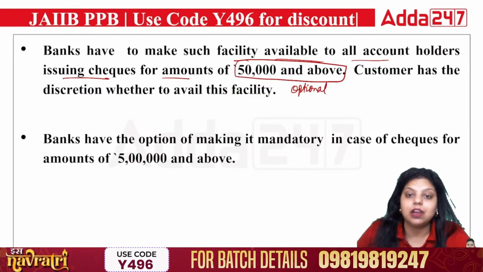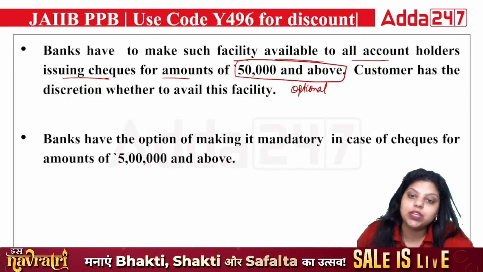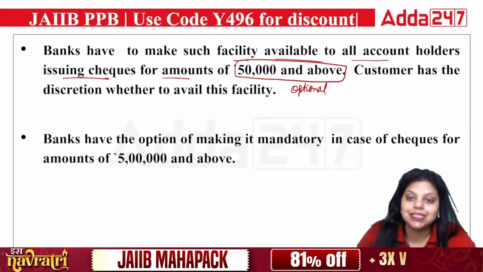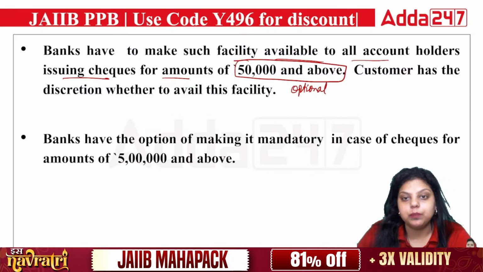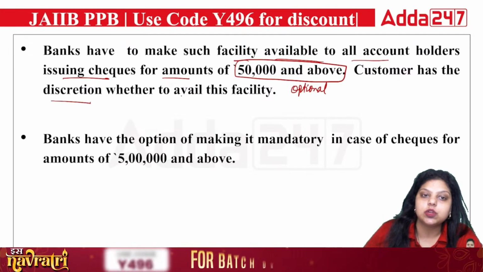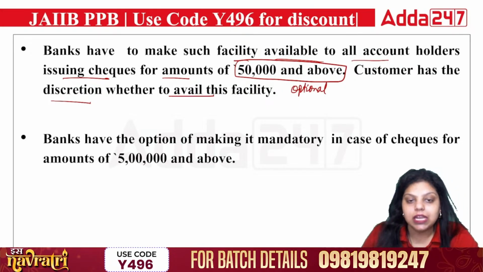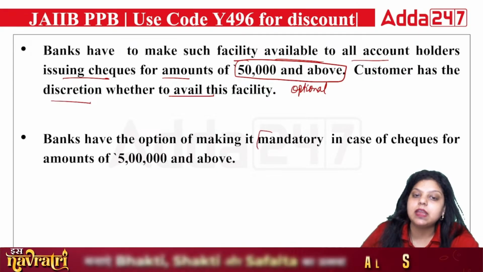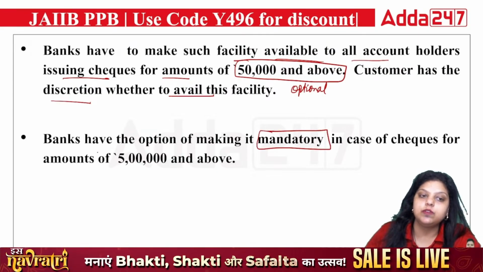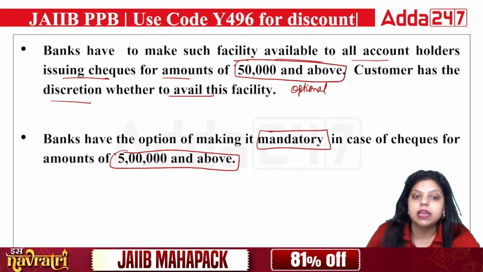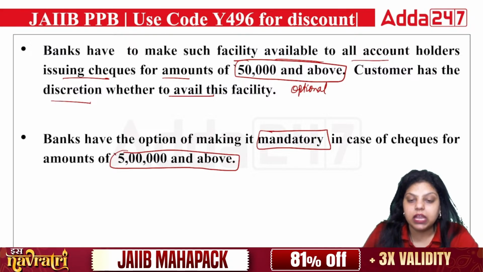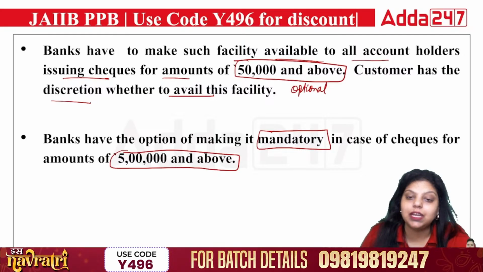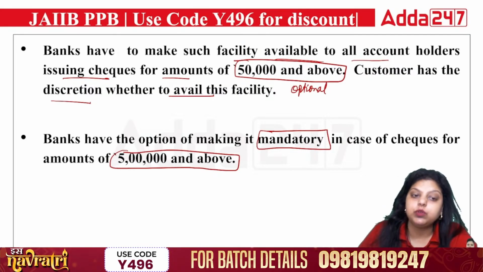If they want, they can start with 1 lakh. They can start with 50,000 also. So it's up to the bank how much amount they want this service to be followed. Then the customer has the discretion whether to avail this facility or not in case of 50,000 and above. But it has been made mandatory in case of a check of amount 5 lakh and above. If you are providing a check of 5 lakh and above to someone, then it becomes mandatory. You have to do that.